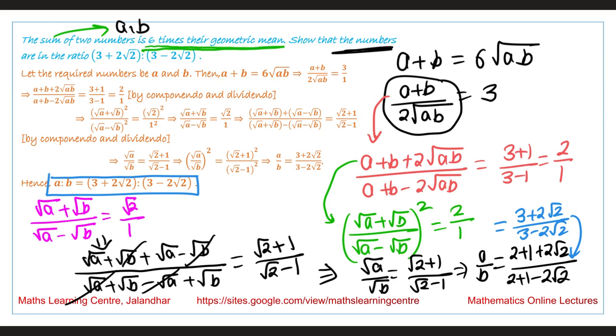We are saying the ratio of a is to b is given by this result. It is 3 plus 2 root 2 is to 3 minus 2 root 2. So this is the ratio of the values a and b.